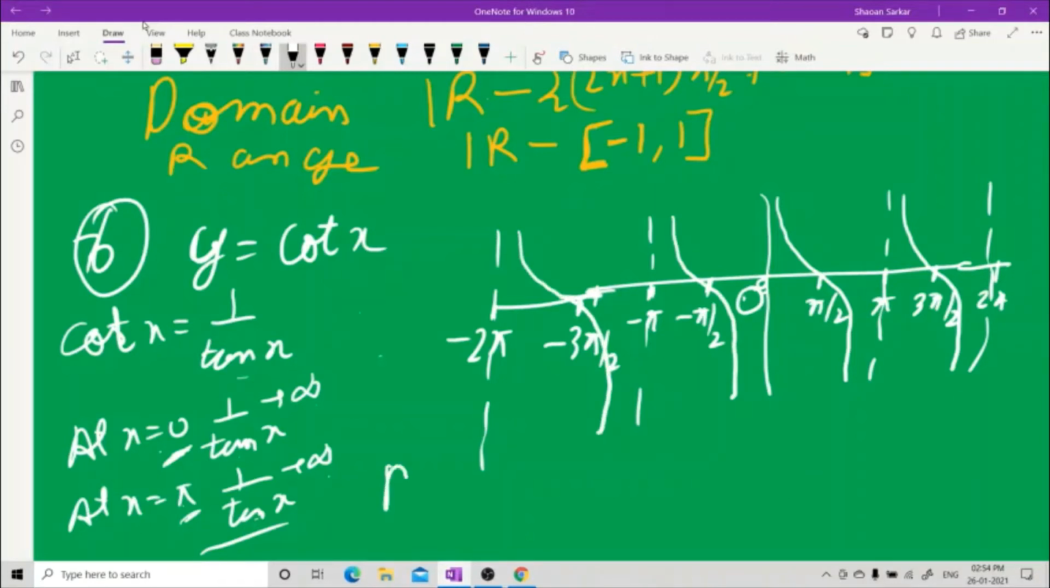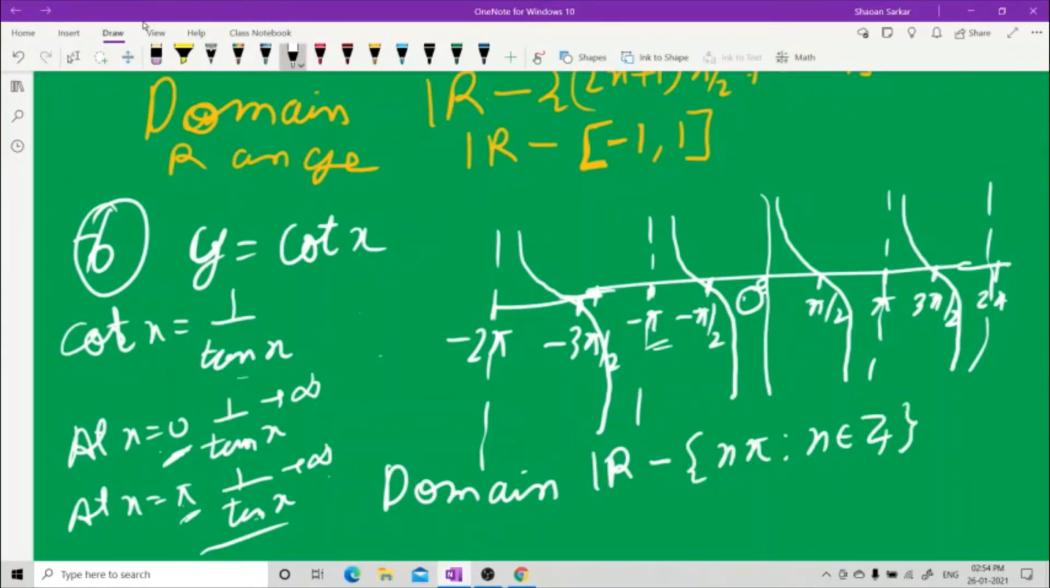Now from the domain part, from the real line, I will remove pi, 2 pi. So I'll remove n pi such that n belongs to Z, the integers, and the range is the complete R. You can see the complete R is going to plus infinity and going to minus infinity, again and again.